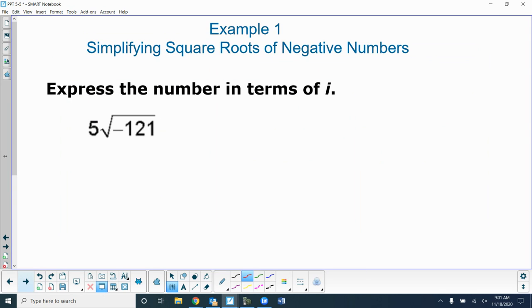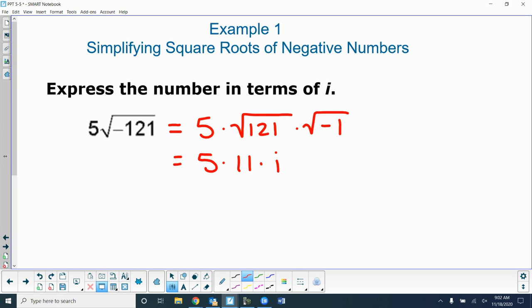So, everybody knows the square root of 121 is what? 11, right? So, again, if you show all the work, this is 5 times the square root of 121 times the square root of -1, all right? But I don't make you do that. Just remember, you have to pull what out? An i. So this is 5 times 11 times i. So it's 55i.